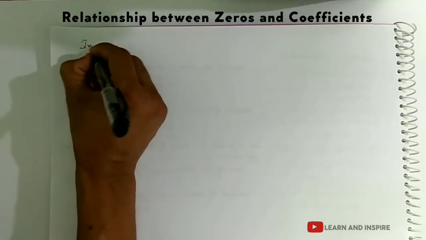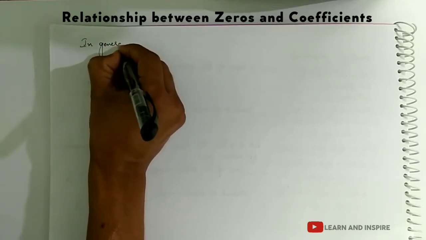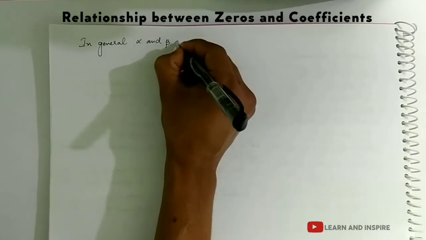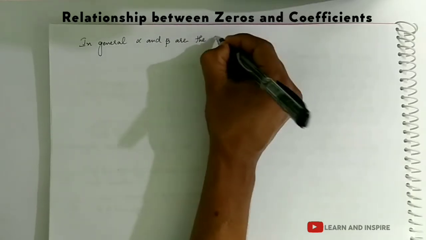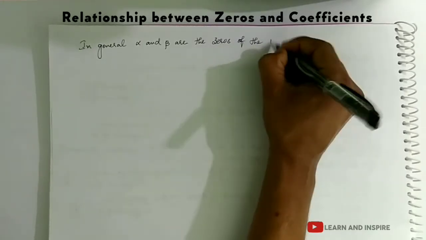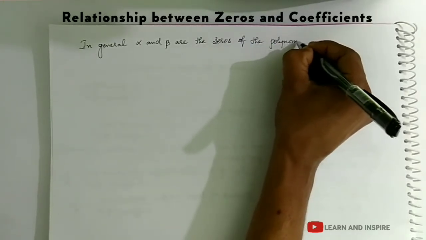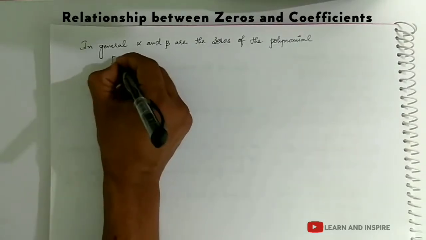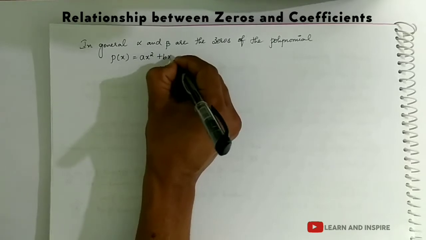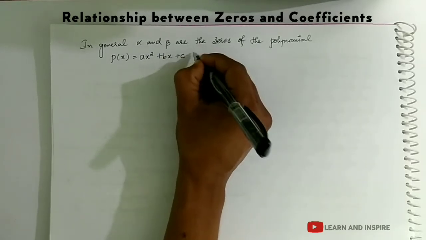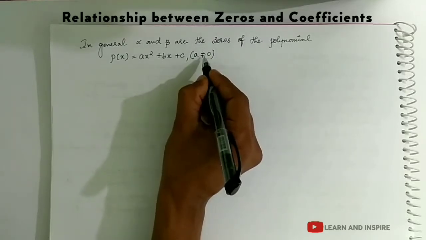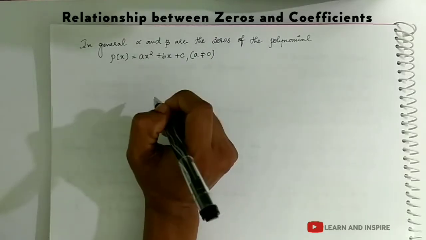Okay, so in general, alpha and beta are the zeros of the polynomial. So what is that polynomial? P of x is equal to ax square plus bx plus c, where a is not equal to 0. So a must be not equal to 0.